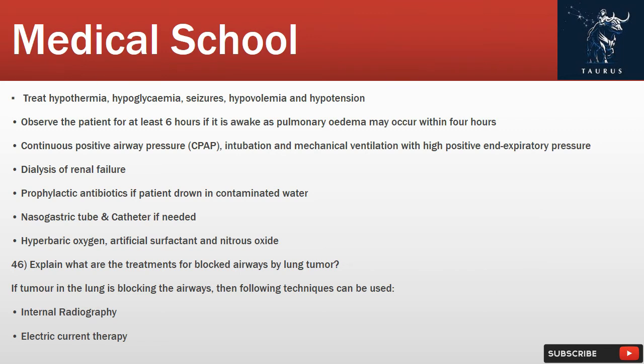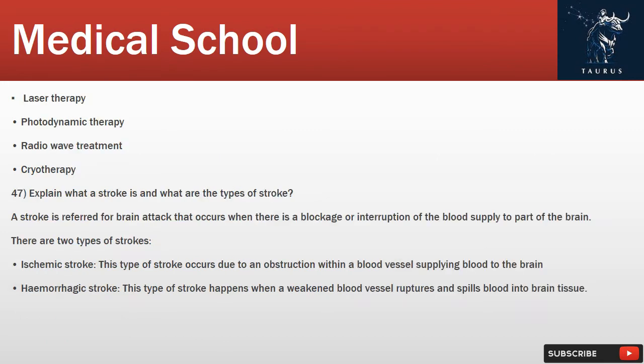46. Explain what are the treatments for blocked airways by lung tumor. If a tumor in the lung is blocking the airways, then the following techniques can be used: internal radiography, electric current therapy, laser therapy, photodynamic therapy, radio wave treatment, cryotherapy.